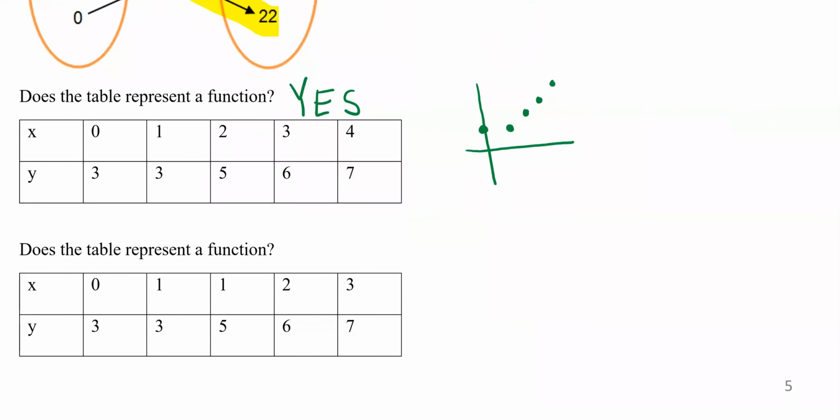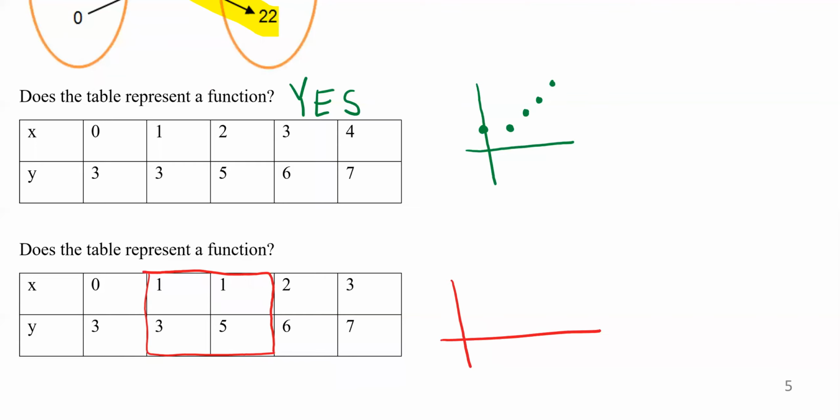So you can see each x value only goes to one y value. So what about our next table? Does the table represent a function? The x values are 0, 1, 1. So we can see right here that the x value of 1 has a y value of both 3 and 5.